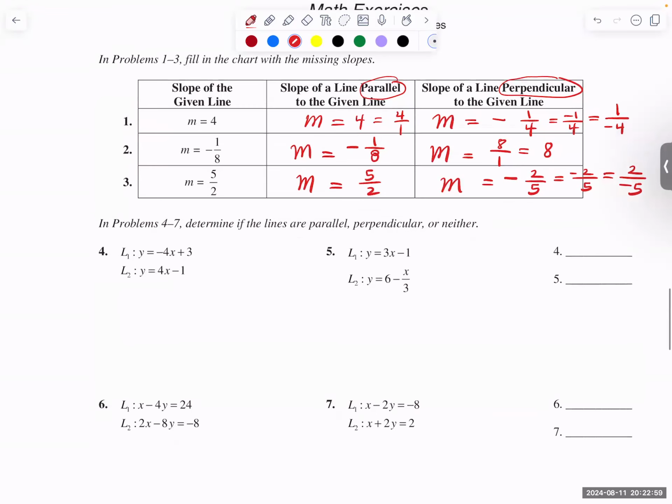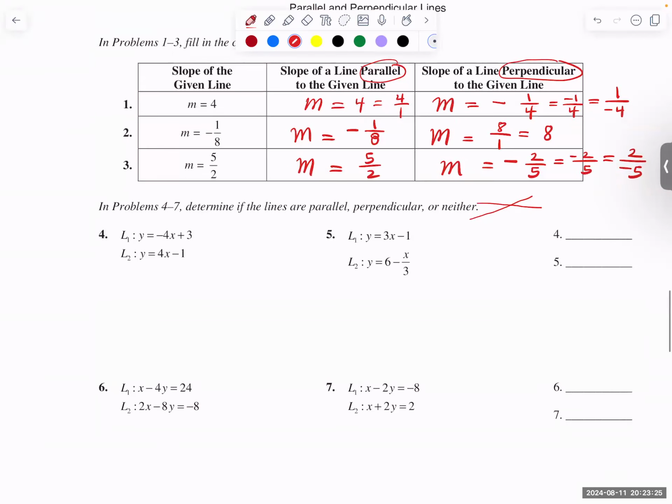Next, determine if the lines are parallel, perpendicular, or neither. So two lines that are not parallel and not perpendicular are just considered intersecting. Number 4, line 1 has a slope of negative 4, and line 2 has a slope of positive 4. The slopes are not equal, so they're not parallel, and the slopes are not negative reciprocals. So line 1 and line 2 are neither parallel nor perpendicular.